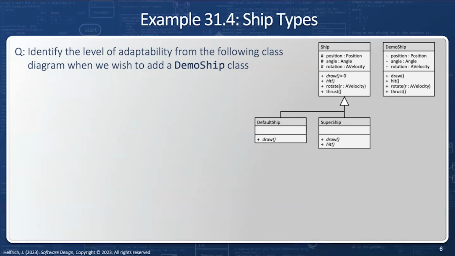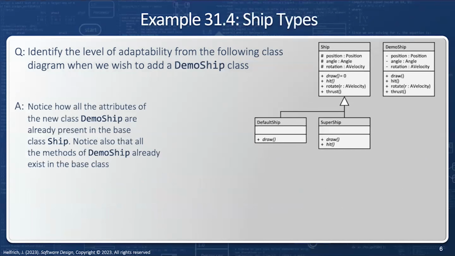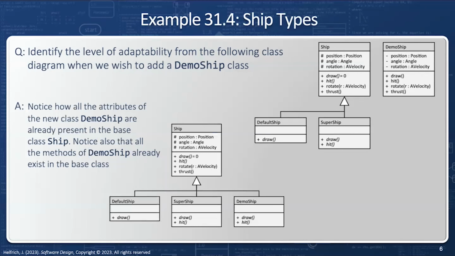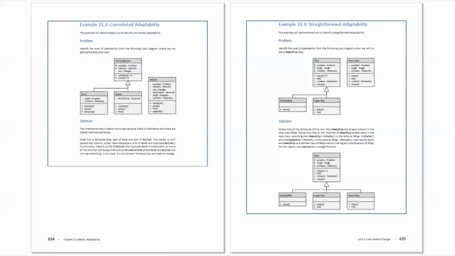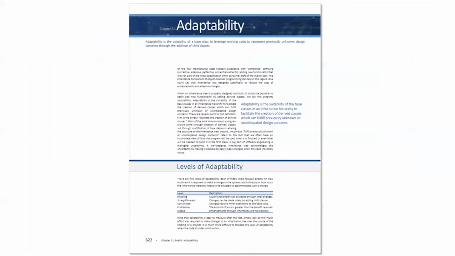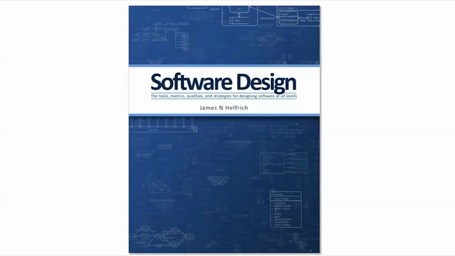The next one's another video game here, and I have a ship with two derived classes, the default ship and the super ship, right? And then I want to add this new class called a demo ship. What's the level of adaptability here? Well, notice how the attributes of the new class demo ship are already present in the ship. And notice how all the methods of the demo ship already exist in the base class. Therefore, all I have to do is add a new derived class, and I'm ready to go. That makes this straightforward. This is example 31.1, 31.2, 31.3, and 31.4 in the adaptability chapter of the software design textbook.